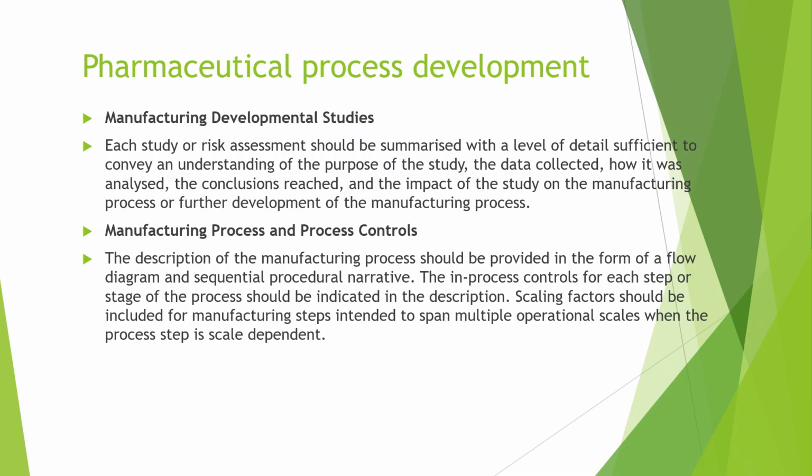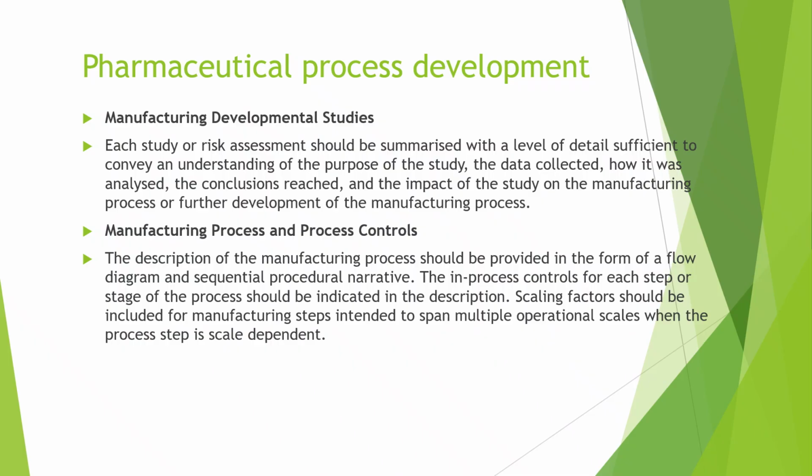Manufacturing process and process control. Process control means whatever control is there, suppose speed of the machine, temperature of the machine, or timing of the blending. These are all the parameters. So these process parameters should be strictly controlled.